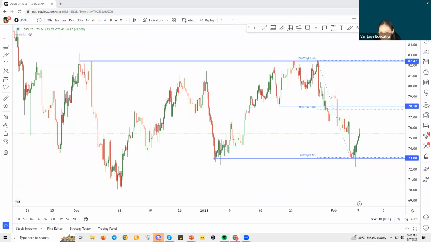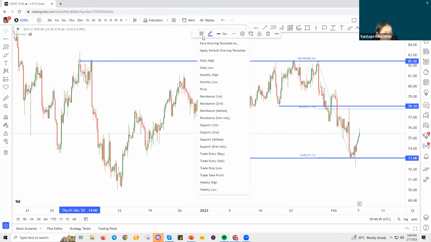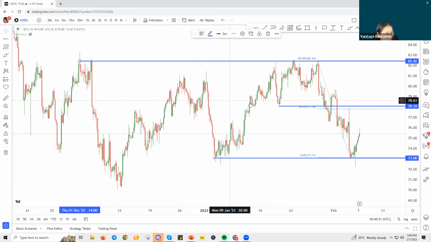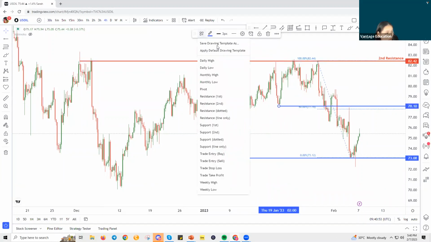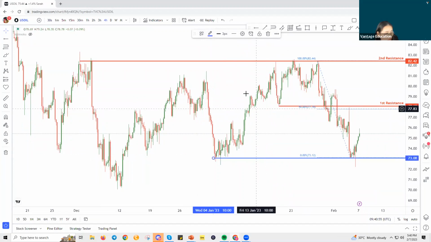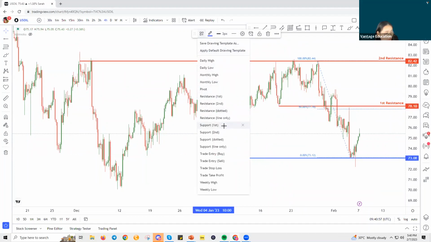Let me just see if there are any other questions. Okay, I'm gonna label it so it's clearer to see. Second resistance, first resistance, and support.